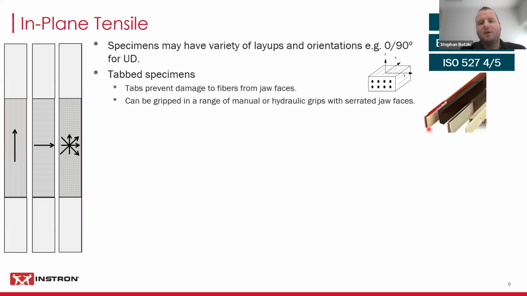If you're clamping onto your specimen without tabs, you might break some of those fibers, and then your material is most likely going to fail in the jaw faces, which would not be a valid test in most testing standards. So these tabs are preventing those damages, and they also make the gripping a little bit easier, because they can be gripped in a range of different manual or hydraulic grips with just normal serrated faces. You don't need any special jaw faces necessarily for these tabbed specimens.